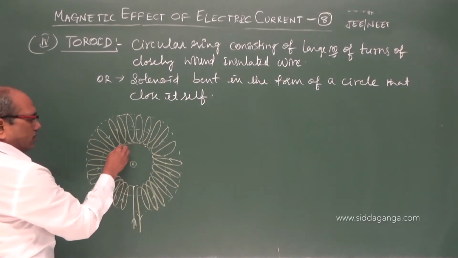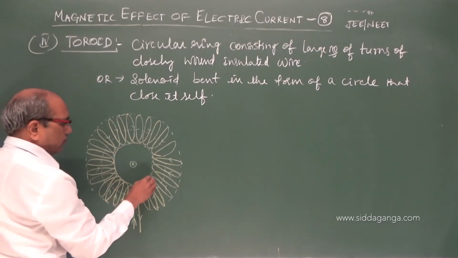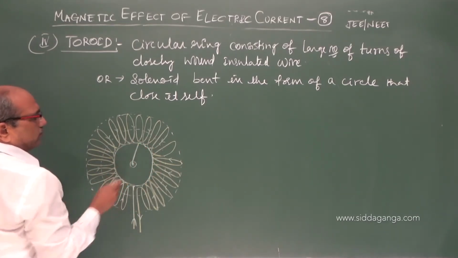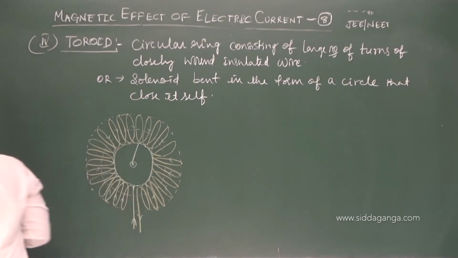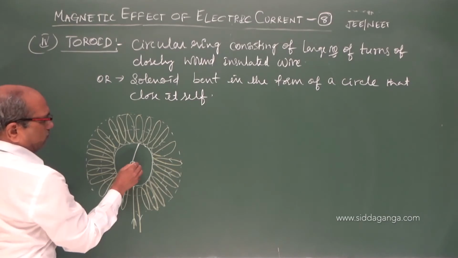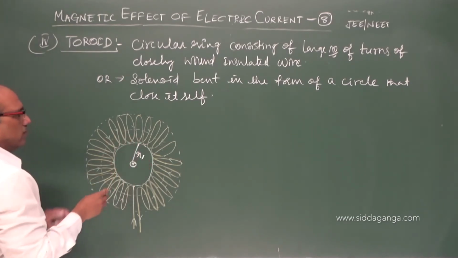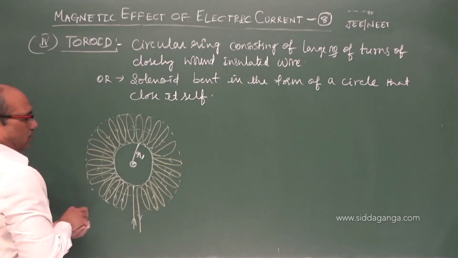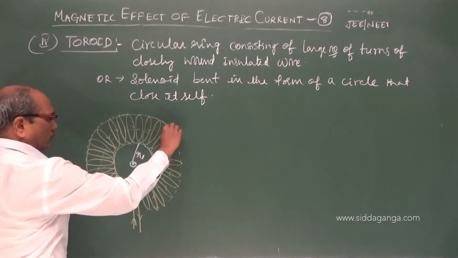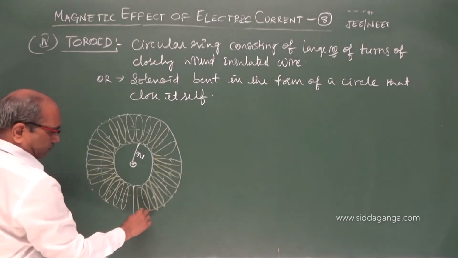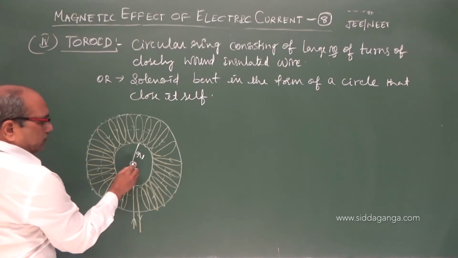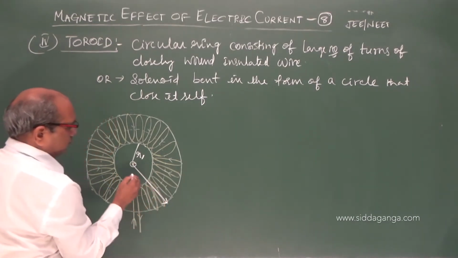So this is the inner radius. This length is R1 from the center. And this is the outer layer. This length is R2.